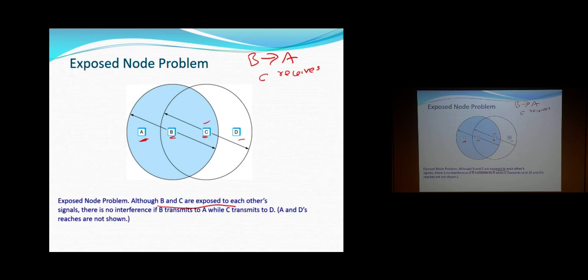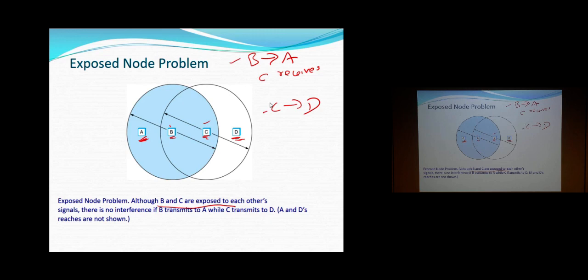Not necessarily. In some cases, C can transmit. For example, let's say C wants to transmit to D. Then D is receiving this signal. Here A is receiving the signal from B, and here D is receiving the signal from C. So there's no interference between the two transmissions, B to A and C to D.